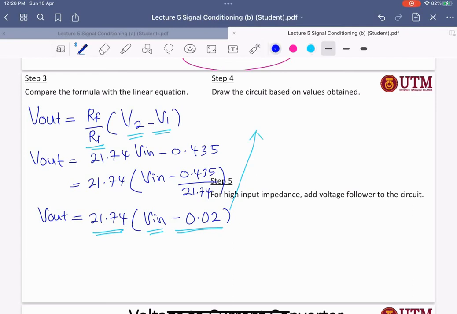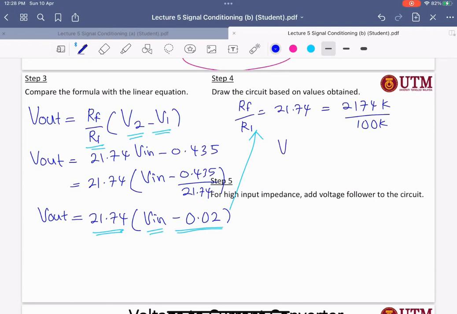Now I got RF over R1 equal to 21.74. So now I can use 274K for RF. For R1 I can use 100K. Okay, agree? Agree, right? Yes. Okay, good. So next is the V2.